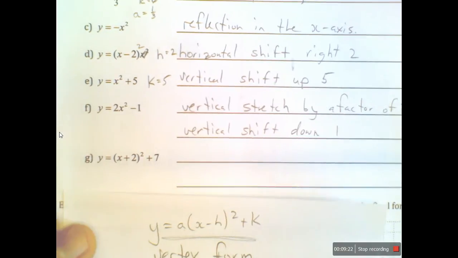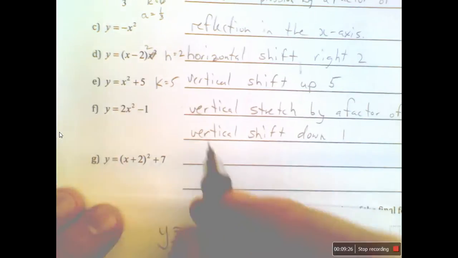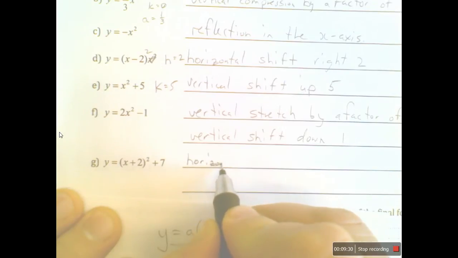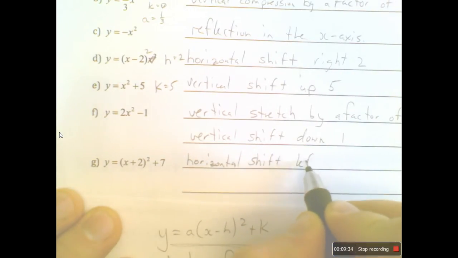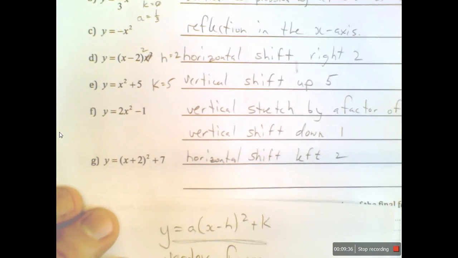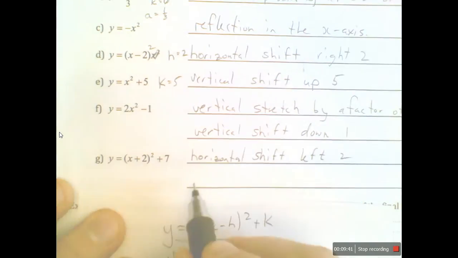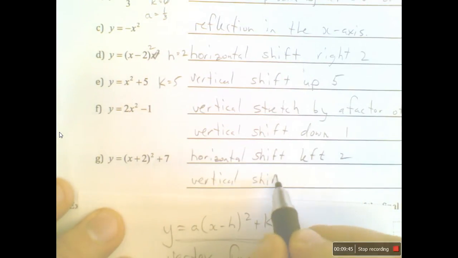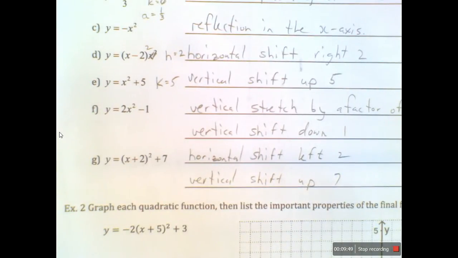Okay, so what do we have? Liam. Horizontal shift to the left. Nice. Horizontal shift left, and obviously 2. And Alan? A vertical shift up. Nice. Vertical shift up 7. Beautiful. Any questions? There's your terminology.